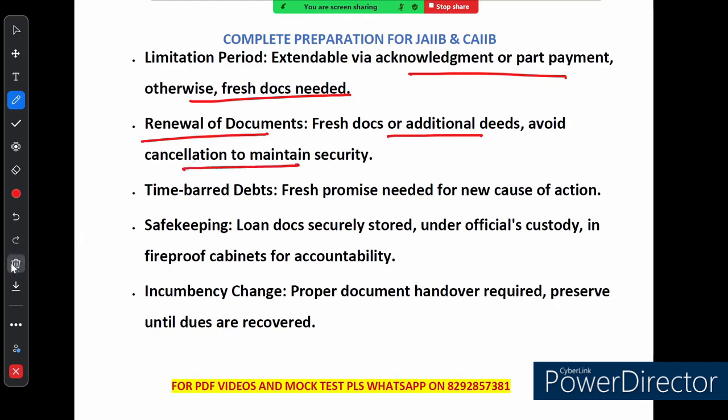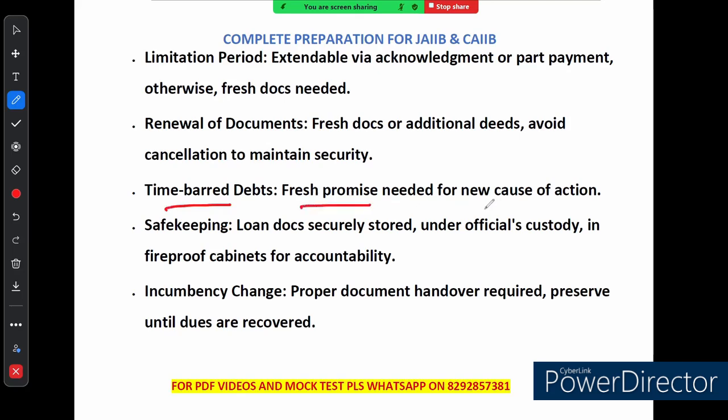Now, if the debt becomes time barred, what does it mean? It means that the time limit has passed. So you need a fresh promise from the borrower to start a new cause of action. Now safekeeping. Safekeeping of loan documents is also very crucial. This must be securely stored under official custody in a fireproof cabinet to ensure accountability.